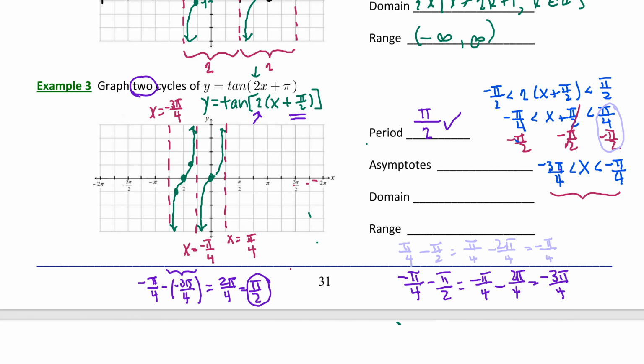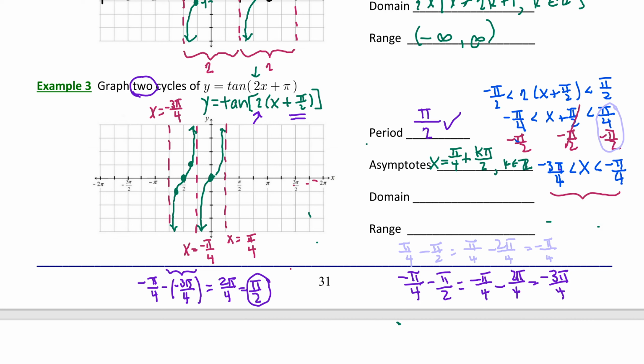Now let's do the hard part and see if we can express the location of every possible asymptote on this graph. Now it's easier than it looks. I'm going to start with the first positive asymptote, which occurs at pi over 4. And I know that the next asymptote is going to come at a multiple of the period, pi over 2 units later. So we can say pi over 4 plus k pi over 2, where k is an element of the integers.